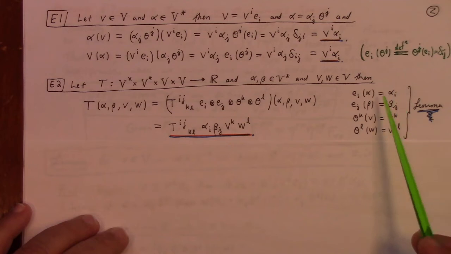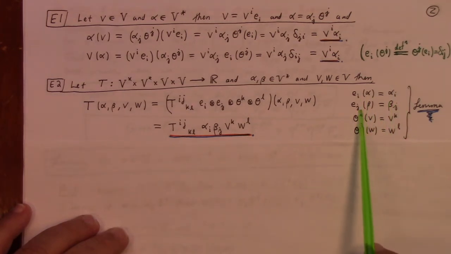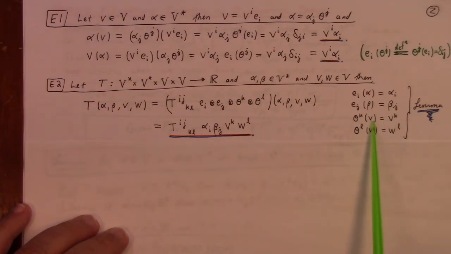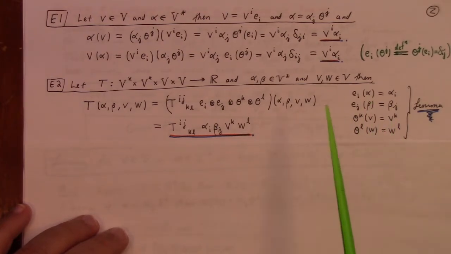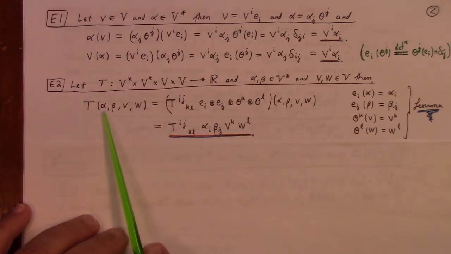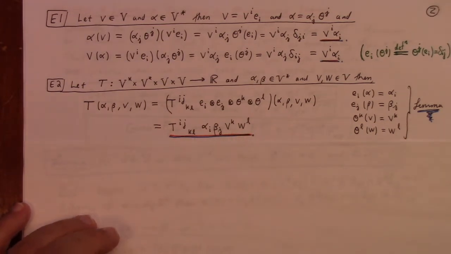And then you can prove a lemma that when we have e_i acting on alpha, you get alpha_i. Likewise, e_j on beta gives you beta_j, and theta upper k on V gives you V^k, theta upper l on W gives you W^l. And so with this lemma in mind, when we calculate the tensor acting on these objects, we just get the tensor components summed over the components of the objects that you're acting on. So it's very cool.